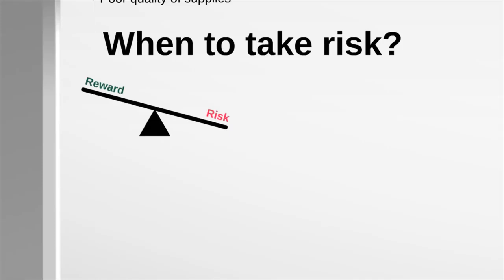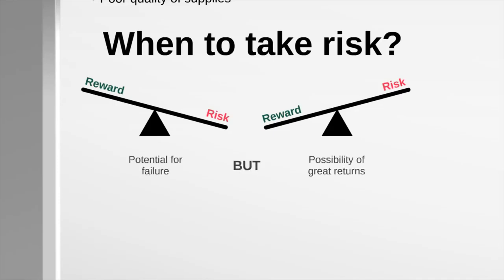We need to look at the reward versus the risk. Now, if the potential reward is greater than the potential risk, as you can see illustrated here by the seesaw where the reward is higher, then arguably you could undertake the risk. Now, if the risk is much greater than the potential reward, then you shouldn't be undertaking it. So essentially it's about balancing risk and reward. If the potential reward is better than the potential risk, go ahead. If the potential reward is worse than the potential risk, then don't go ahead.